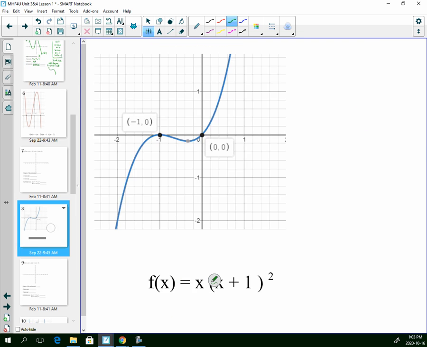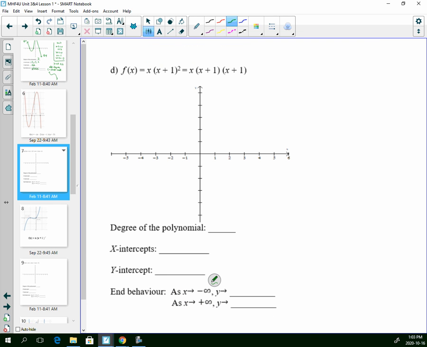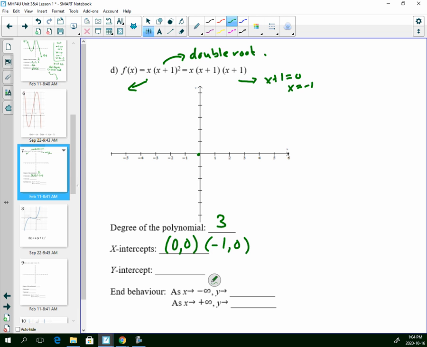This one has a square. Okay, and anytime a factor is squared, it's called a double root. So I can determine the degree. I have 3 x's, right? 1 by itself and then 2 in the bracket. The x-intercepts, well, I have 1 here at 0. And then I have x plus 1 twice. So 1 here and 1 here.